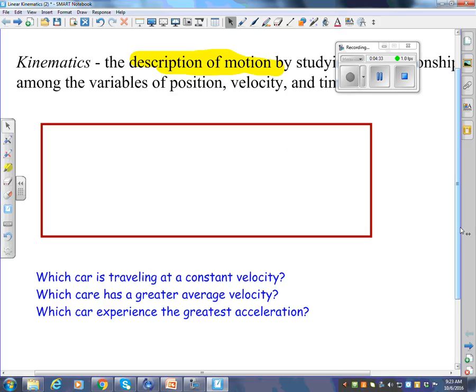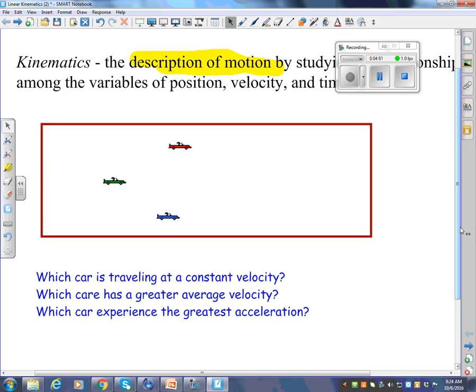Well, green catches up. So either red is slowing down or green is speeding up. A little hard to tell. What does constant velocity mean?